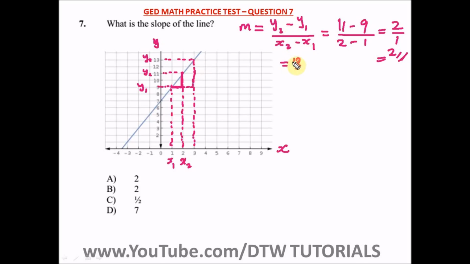Okay, so let's also try this. Let's come back here. We have 13 minus 9, divided by x2, which now becomes 3, minus 1. What is 13 minus 9? That will give us 4. And what is 3 minus 1? That will give us 2. And what is 4 divided by 2? 2 in 4 goes 2 times. So you can see we still have 2. The slope of the line is 2, and our right option here is option A. I also think there's a typo here, so our right option is 2.